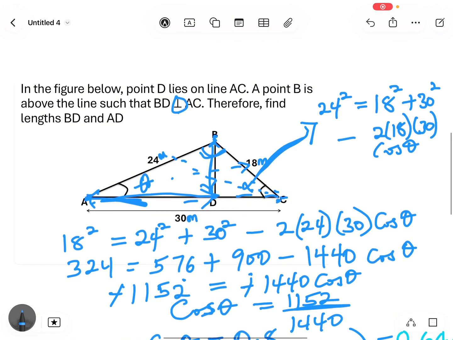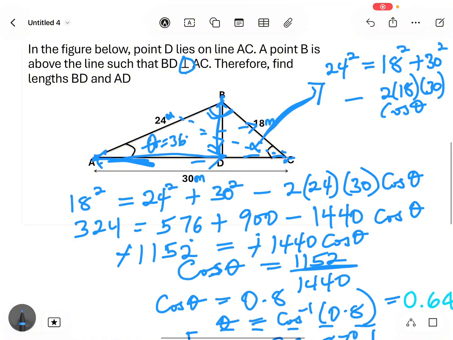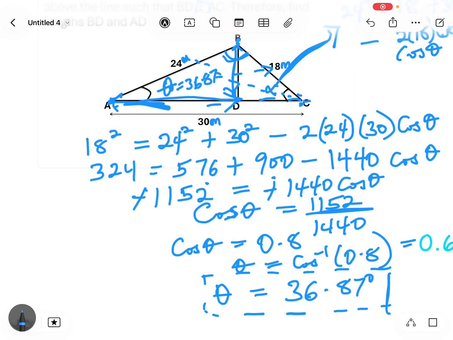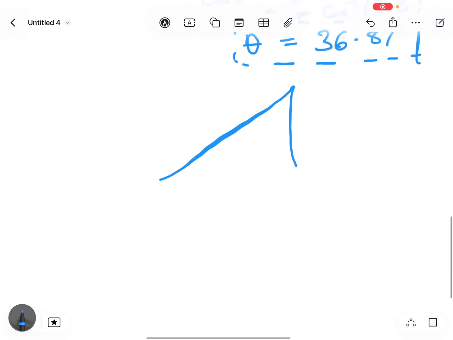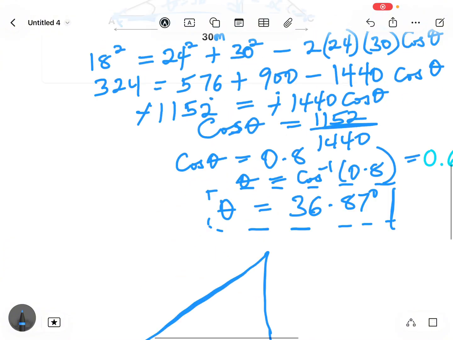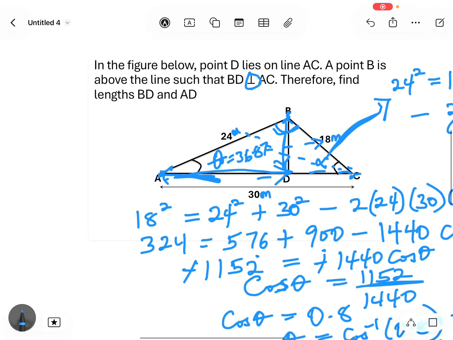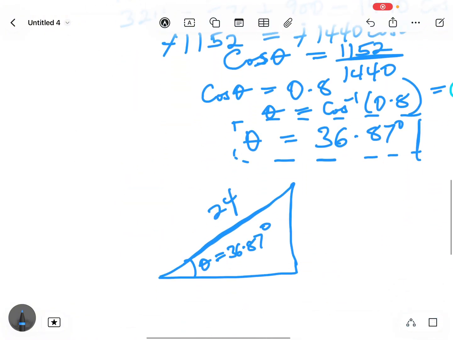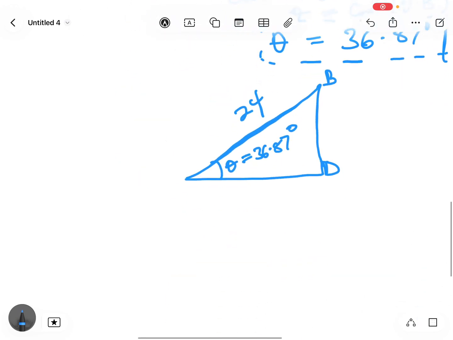Then what are we trying to look for here? We know that this is 36.87. Because this is kind of clumsy, let me draw the triangle that we need, which is the right angle triangle on the left. We have our theta here to be 36.87 degrees, our AB to be 24, our BD, which is one of the sides we're looking for, and our AD also.